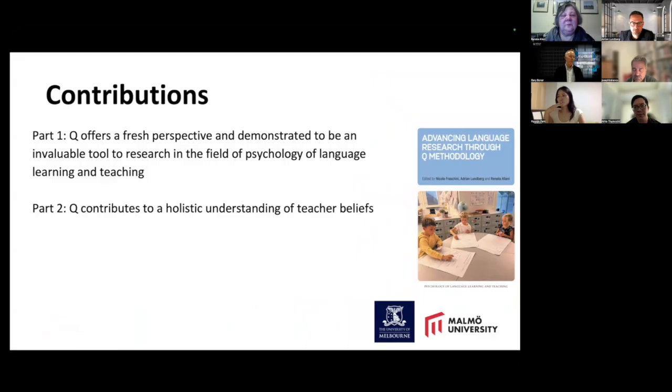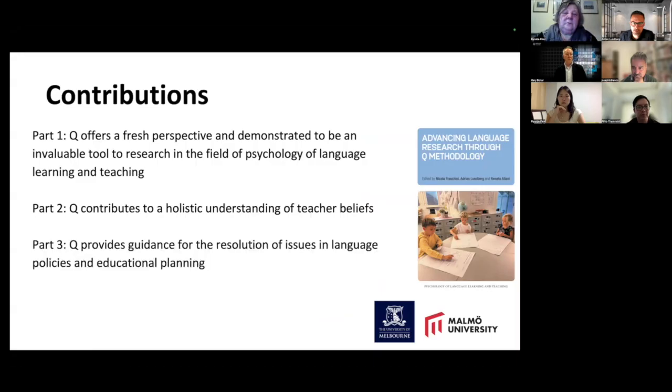In part two, we described that Q contributes to a holistic understanding of teacher beliefs. And listening to all those presentations, I think the word complexity has been mentioned so many times. With Q, we can, in fact, investigate the complexity and illustrate the holistic understanding of teacher beliefs. In part three, we describe how Q provides guidance for the resolution of issues in language policies and educational planning. And I think that is well illustrated by the three chapters we had in the final part.